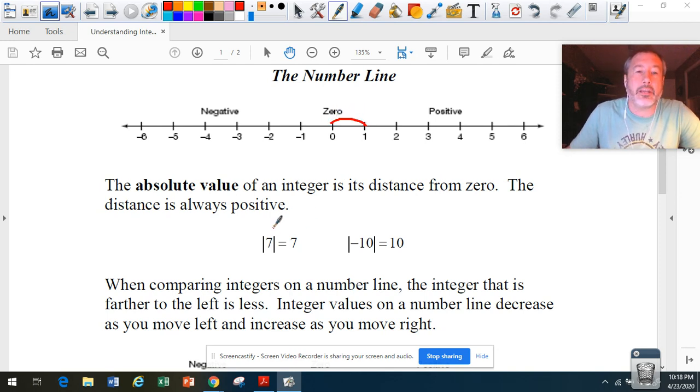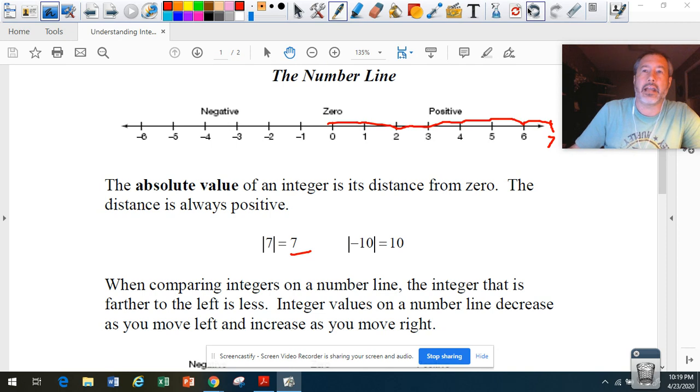Now, the symbol that we use for absolute value is right here. It's these two lines in front and back of a number, and we would read this as the absolute value of 7. So if I were to have 7 way out here, how far away is 7 from 0? Well, we would go 1, 2, 3, 4, 5, 6, 7. It is a distance of 7 away from 0. So the absolute value of 7 is 7.